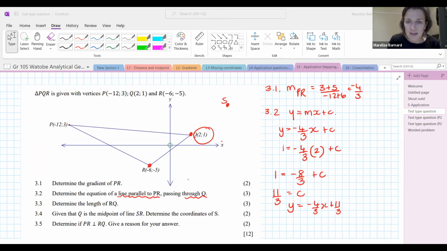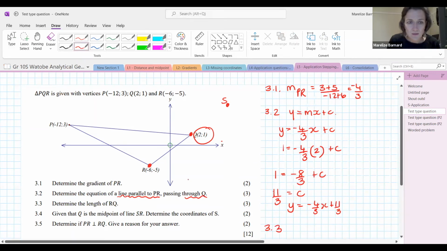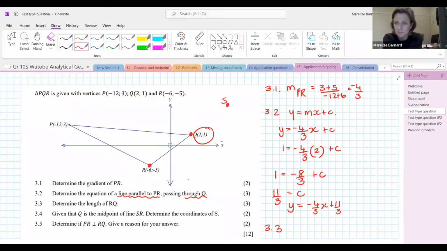Okay, let's do the length of RQ. Sandile says it's 10 units. Muneti says it's 3.6. I wonder who is correct.